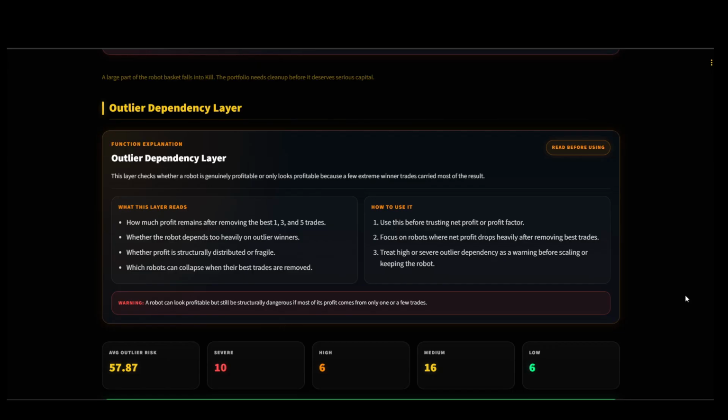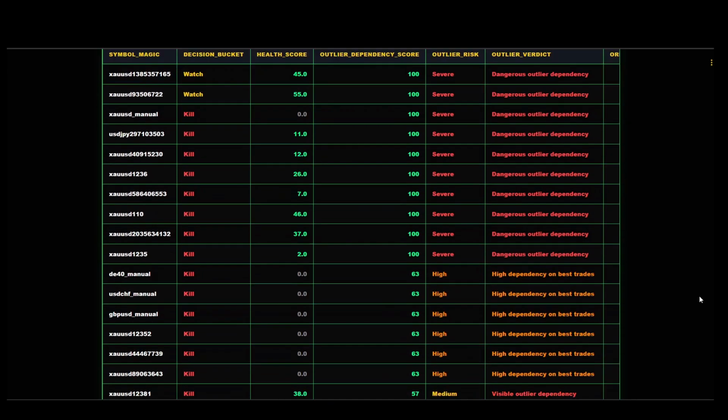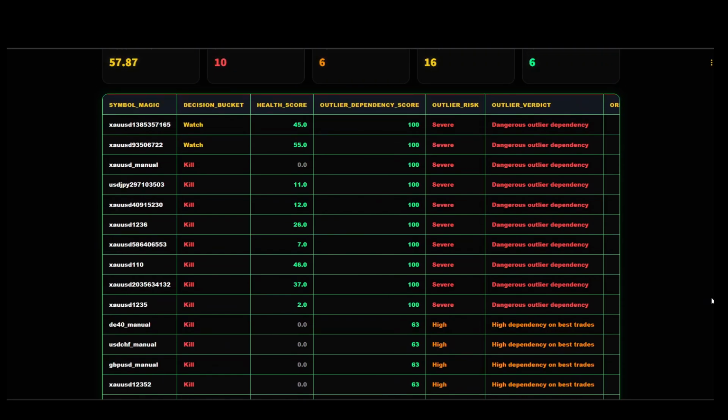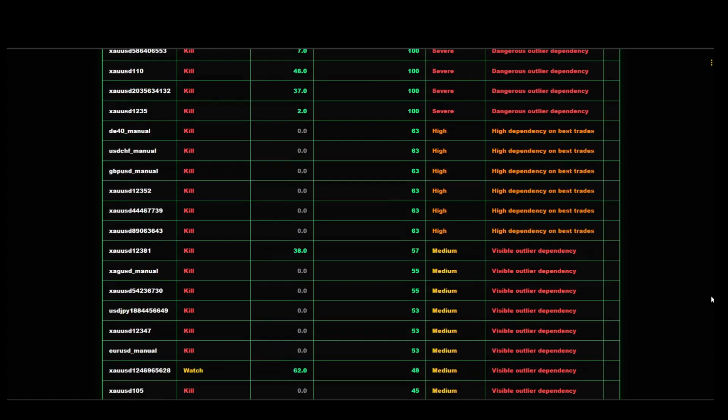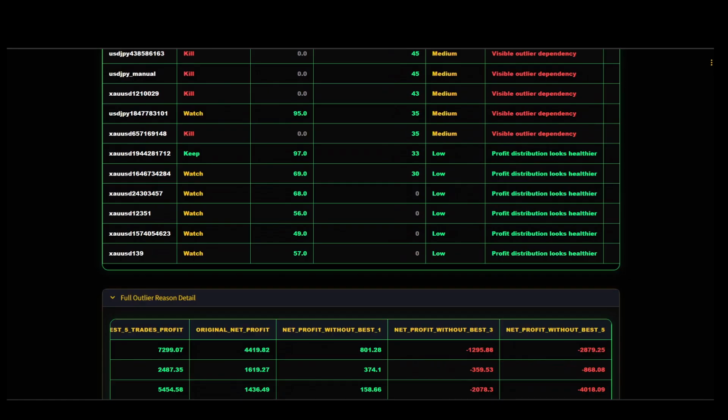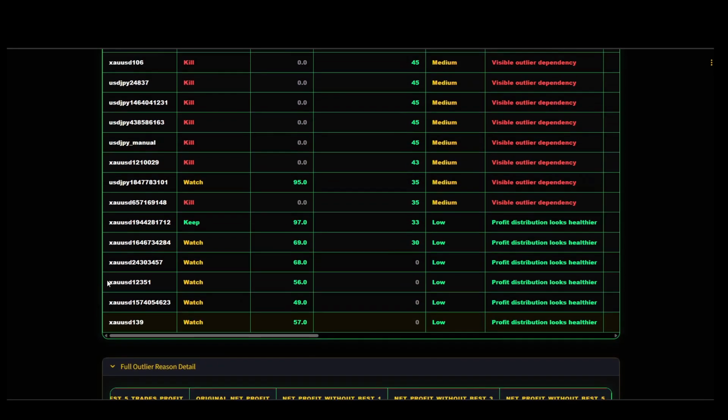Now we move into the actual outlier dependency table, and this is where the workflow becomes much more forensic. The table starts with the robot identity itself. So first you see the symbol and magic number, the decision bucket, the health score, the outlier dependency score, the outlier risk, and finally the structural verdict. So already here, before even looking at the profit breakdown, the tool is already classifying which robots show dangerous dependency behavior. And you can immediately see that a large part of the portfolio falls into severe outlier dependency pressure.